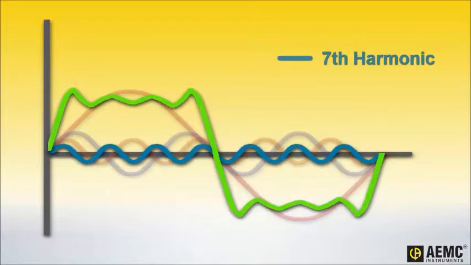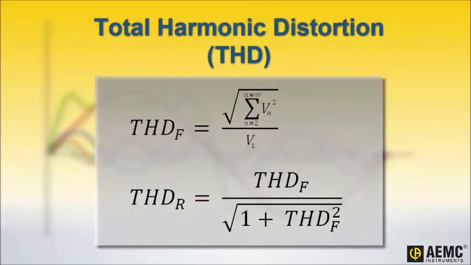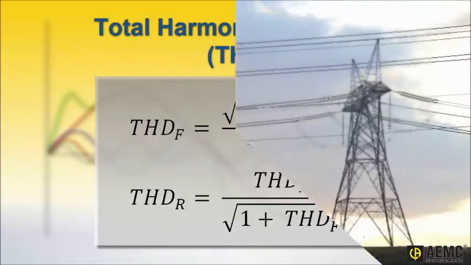The presence of all these individual harmonics can be expressed as total harmonic distortion, or THD. The mathematical formulas for calculating THD are shown on the screen. Fortunately, modern test instruments designed for measuring harmonics can perform these calculations automatically and display the results, greatly simplifying the process of monitoring THD in a facility.